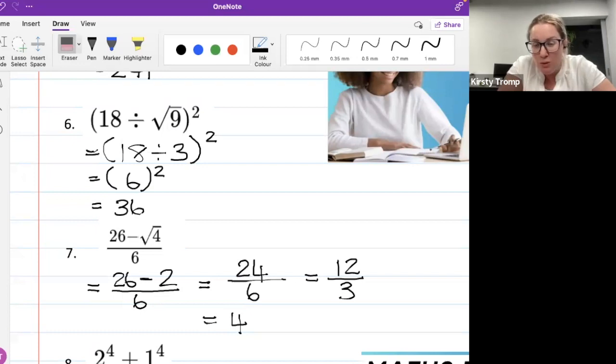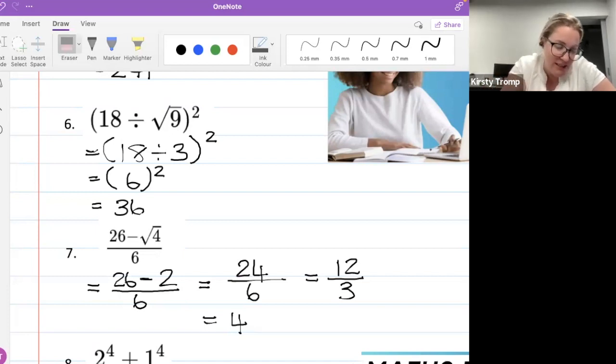What can I do to the square root of 9? What is the square root of 9? How do you get that? What times what gives you 9, Blessing? 2 times, no. So you've got to know these ones. These are the ones you've got to practice. So the square root of 9 will give you 3. Yes, 3 times 3 gives you 9.